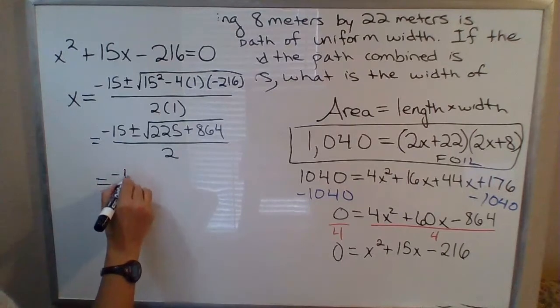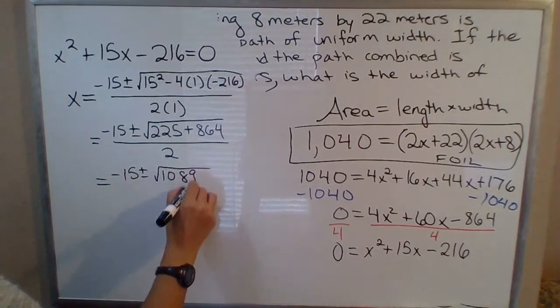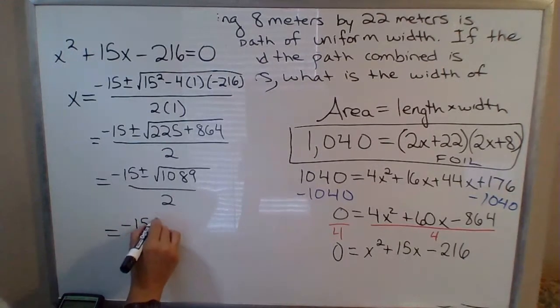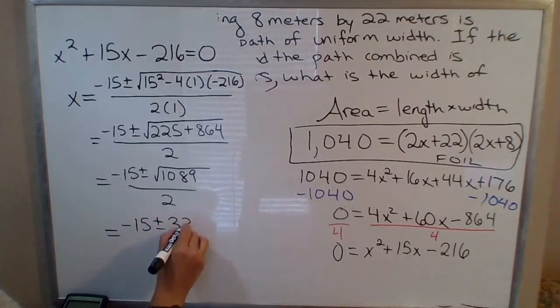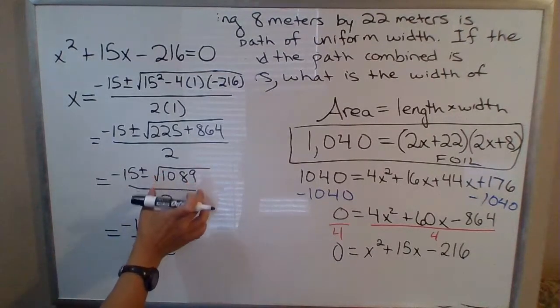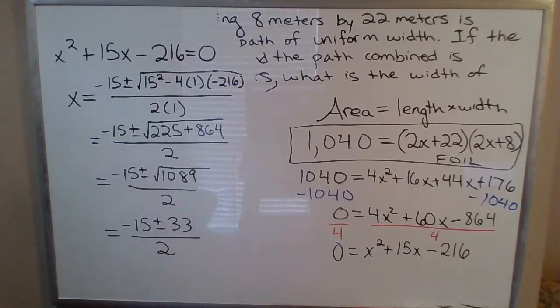Oh, so this was factorable. You get the square root of 1089, which if you take the square root of that, it's 33. So this is negative 15 plus or minus 33, all divided by 2. Once you see that the square root went away, so we did actually have a perfect square under the radical, that tells you that we are going to have rational solutions. We're going to have nice fractions as our solutions. We're not going to have a square root of 3 in our answer.